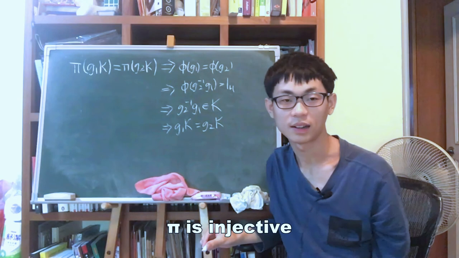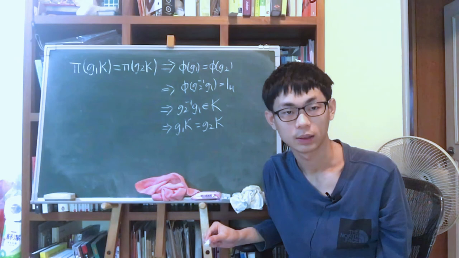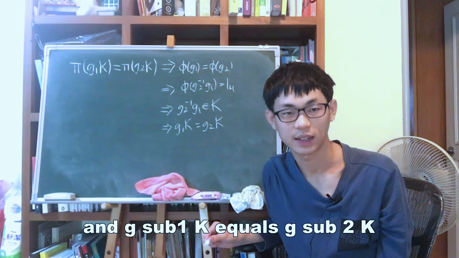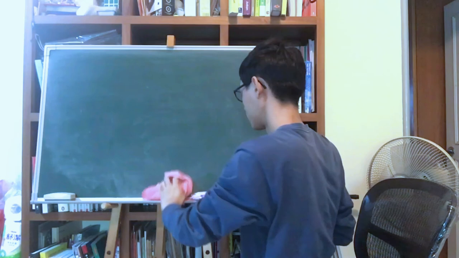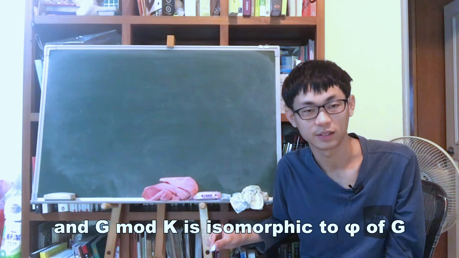Pi is injective because if pi of g sub 1 K equals pi of g sub 2 K, that is phi of g sub 1 equals phi of g sub 2, then phi of g sub 2 inverse g sub 1 equals the identity. So g sub 2 inverse g sub 1 is in K, and g sub 1 K equals g sub 2 K. Hence, pi is an isomorphism, and G mod K is isomorphic to phi of G, completing the proof.